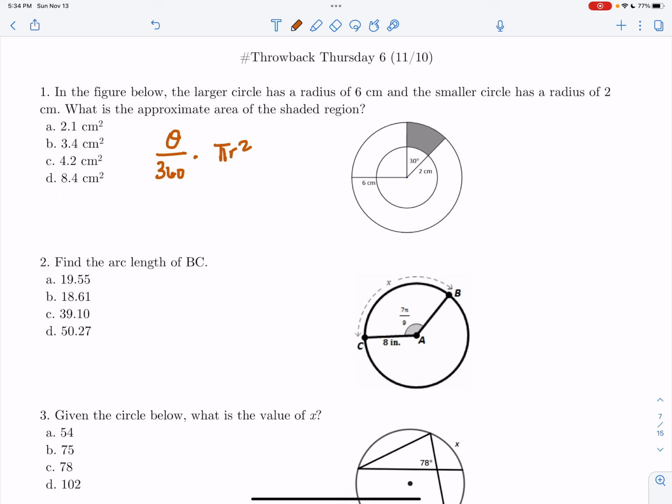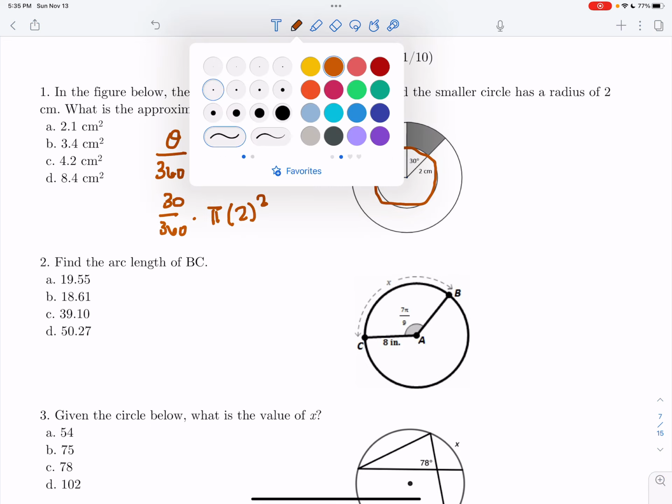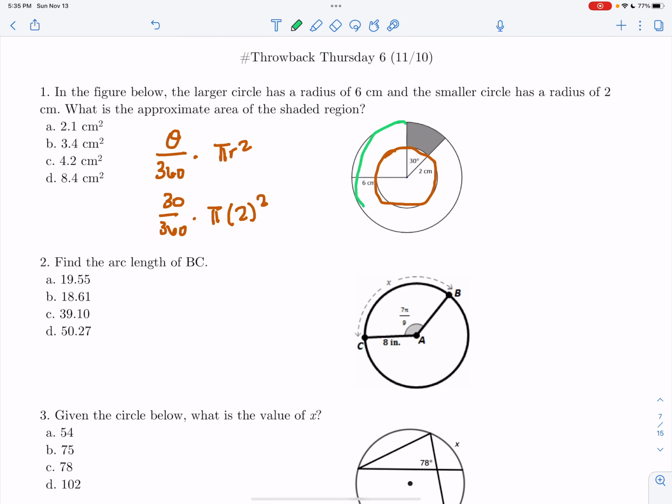So looking at, let's say, the smaller circle, I'm going to have 30 over 360 times pi, and my small circle has a radius of 2, so 2 squared. So that's my smaller one. My bigger one, if I were to look at this one right here, I'm still going to use 30, so 30 over 360 times pi, but instead of 2, I'm going to use 6 squared.